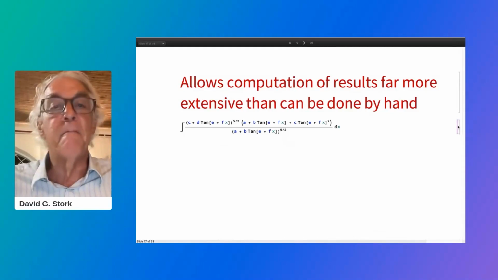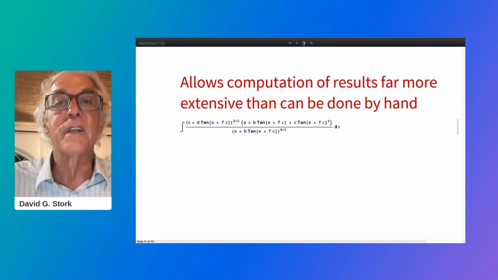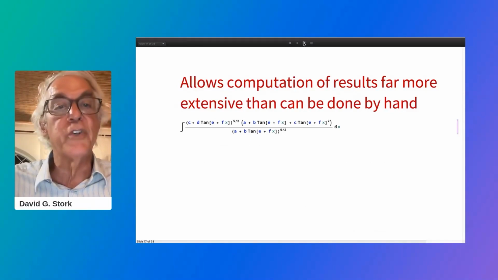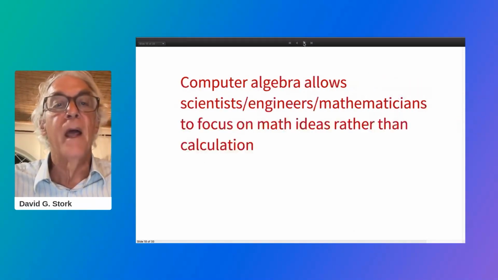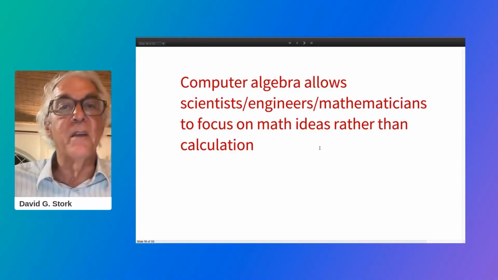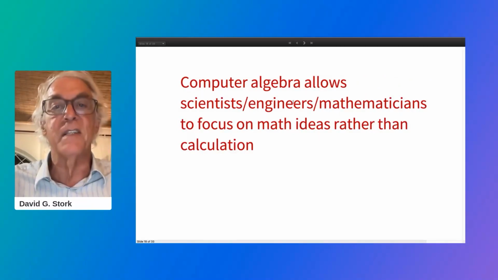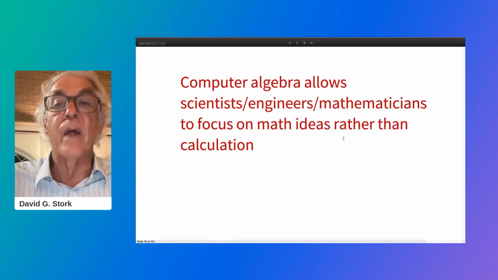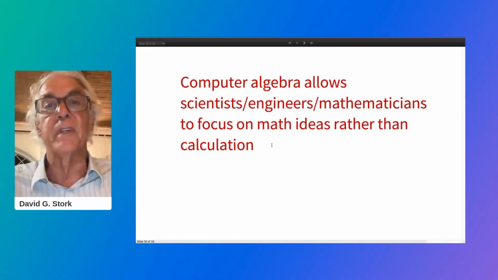So this kind of course allows you to gain intuition about these kinds of problems. And one of the main lessons is that computer algebra allows the scientists and engineers and even mathematicians to focus on the math ideas rather than calculation. It allows you to try out different techniques and so forth.